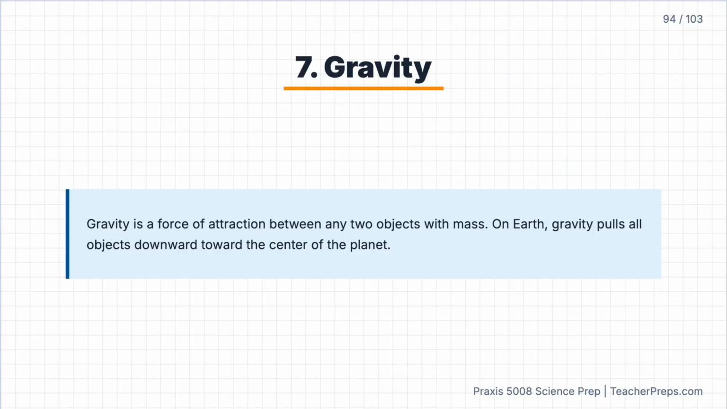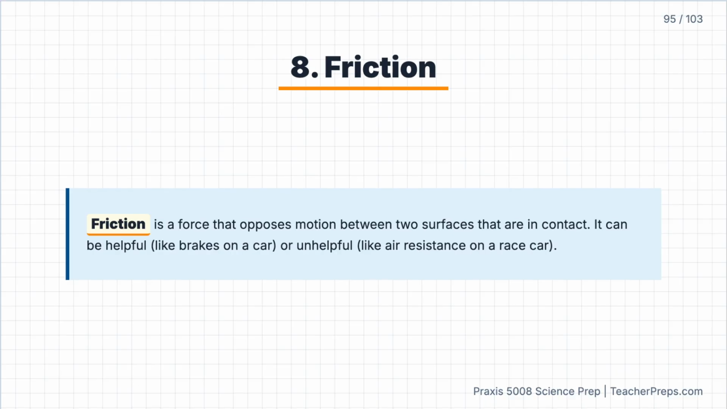Next up, we have gravity. Gravity is the force that keeps us on the ground and holds the moon in orbit around the sun. The more mass an object has, the stronger its gravitational pull. Next up, we have friction. Friction is the force you feel when you rub your hands together. It always works against motion, and it's essential for everyday actions like walking and stopping.